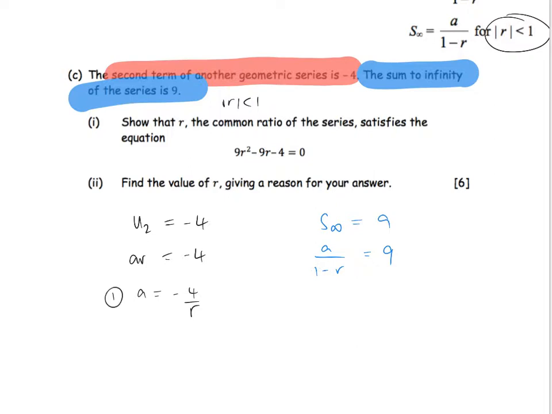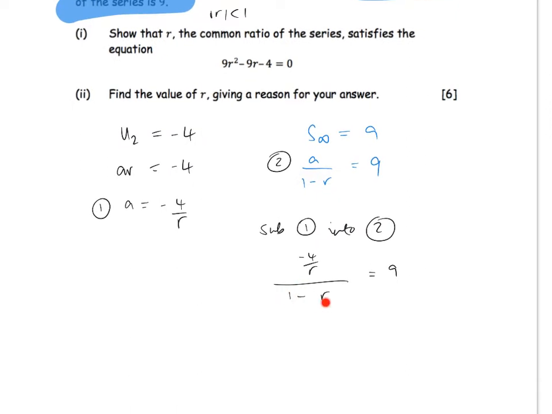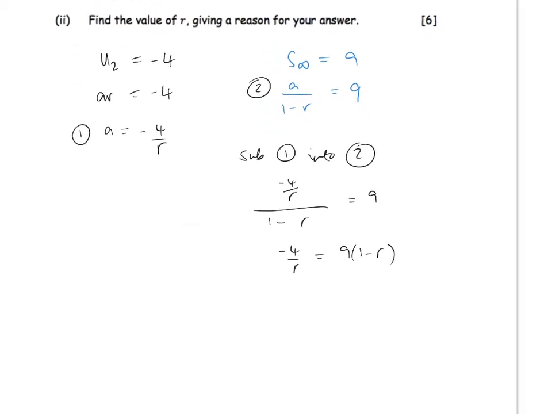So I'm going to call that 1, and I'm going to call this 2, and I'm going to sub 1 into 2. So where I've got A, I'm going to change that to minus 4 over R, all divided by 1 minus R equals 9. I'm now going to bring this denominator over here. So I'm going to get minus 4 over R is equal to 9 bracket 1 minus R. I'm then going to expand that bracket to get minus 4 over r equals 9 minus 9r.